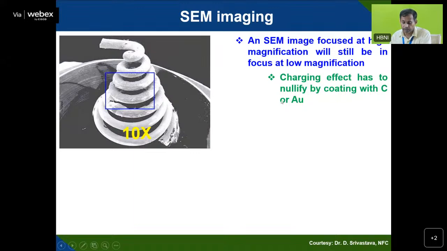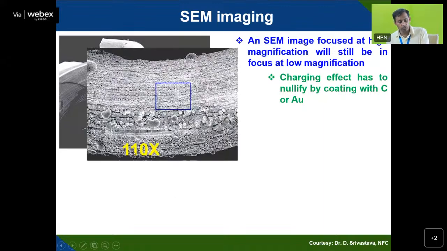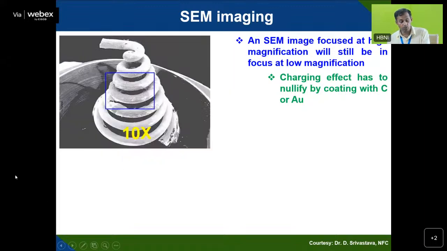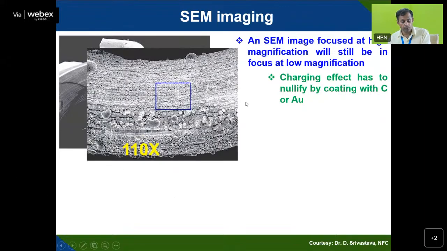So the charging effect has to be nullified by coating with carbon or gold before you see the SEM image. But at 10x, you are able to see this type of image, and then you go to 110x, where instead of seeing the whole ring, you go to the first layer of the ring, and you can see how the image at this magnification differs from the earlier one.